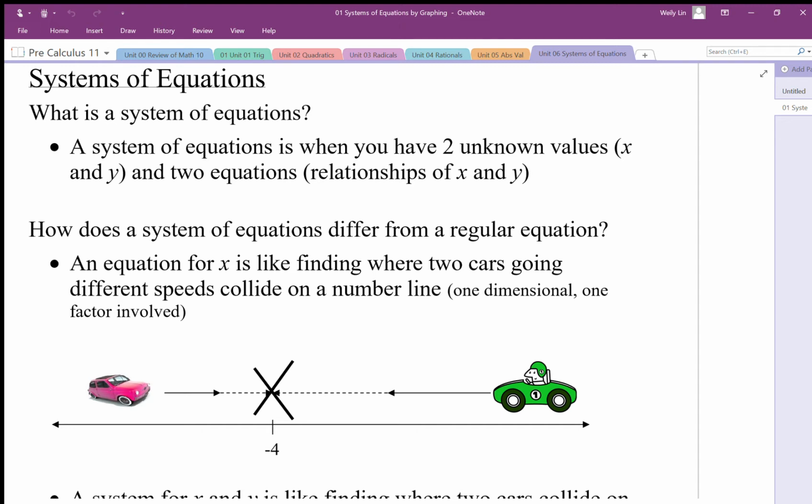An equation for x is like finding where two cars going at different speeds collide on the number line in one dimension. So basically an equation with just one variable has a one-dimensional solution. It just has a solution along the number line at some point x.